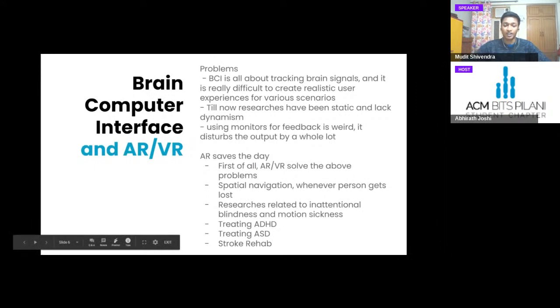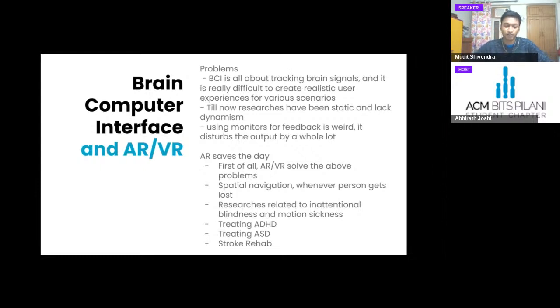Treating autism. In autism, it happens that the person is not comfortable interacting with other human beings. Instead, he prefers talking to robots. And what could be better than your personal virtual robot friend who can guide you and give you feedback on what to do and what not to do? So that is again a treatment for autism.